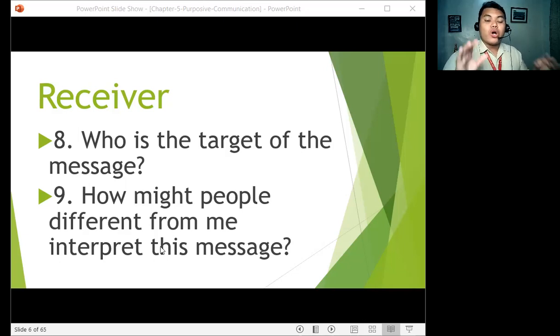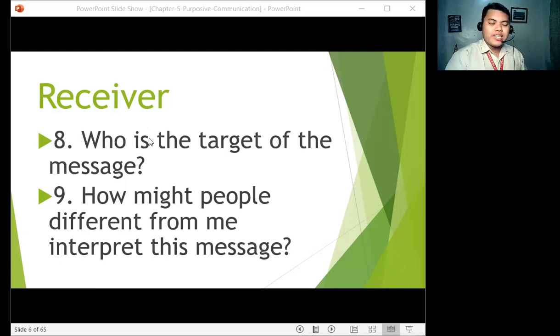And you need also to ask yourself, how might people different from me interpret this message? So you need also to consider what would be the understanding of other people interpreting this message that I am reading. So again, in terms of interpretation, we have different interpretations. So we need also to consider that. Those are the things that we need to remember.